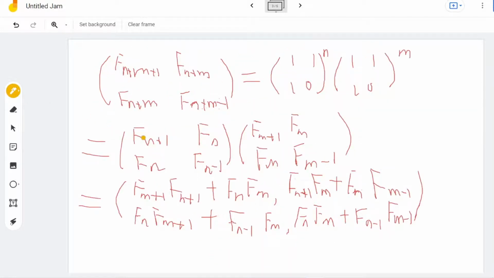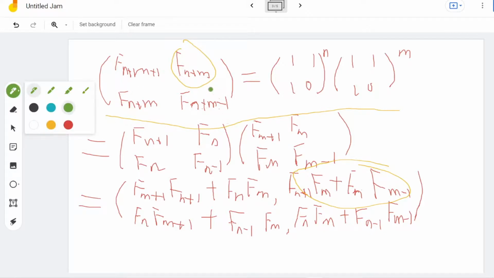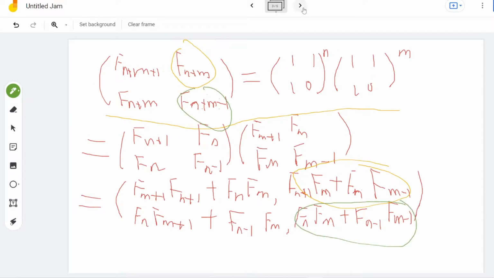Based upon this property, the n plus m plus 1 term of a Fibonacci number can be decomposed into two power matrix multiplication. After expanding the multiplication, the m plus n term is equal to this summation. And the n plus m minus 1 term is equal to this summation.